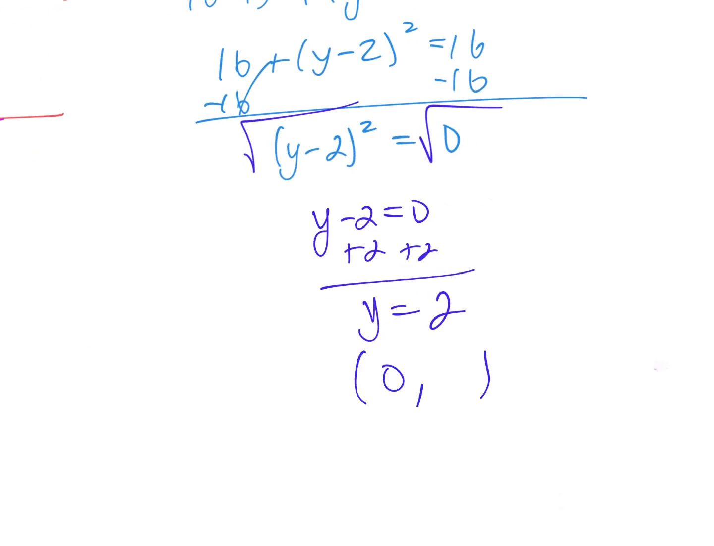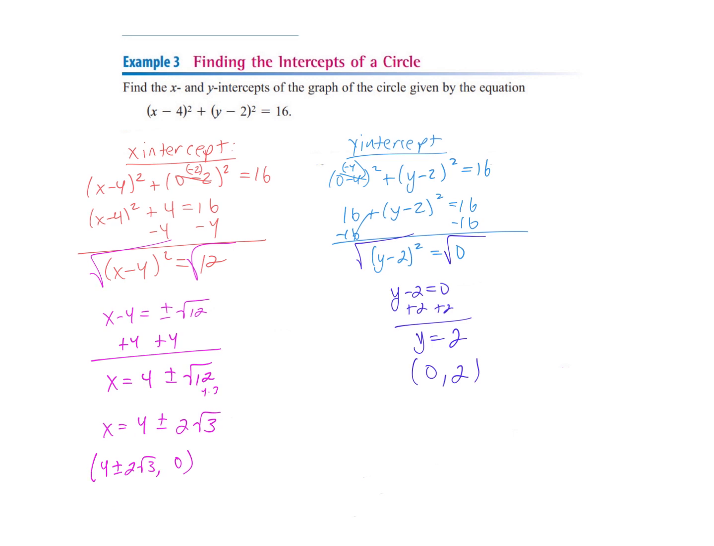When I plugged in 0, I got out 2. So how many intercepts total are there? 3. 2 x-intercepts, 1 y-intercept.